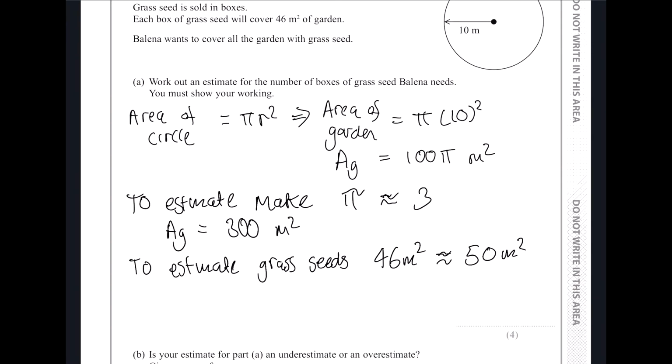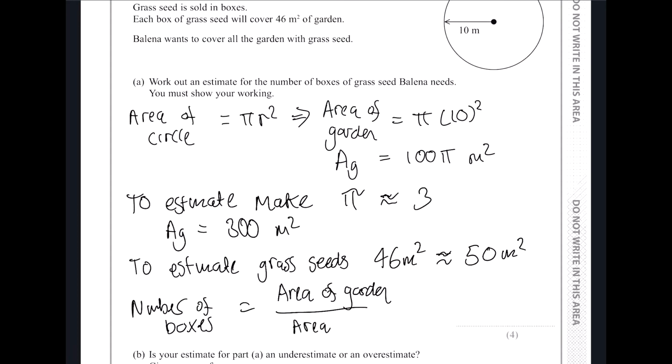And then to figure out the number of boxes, well, that would just be equal to area of garden divided by the area of one box. Which in our case would be approximately 300 over 50, which is roughly 6. So our answer is 6.